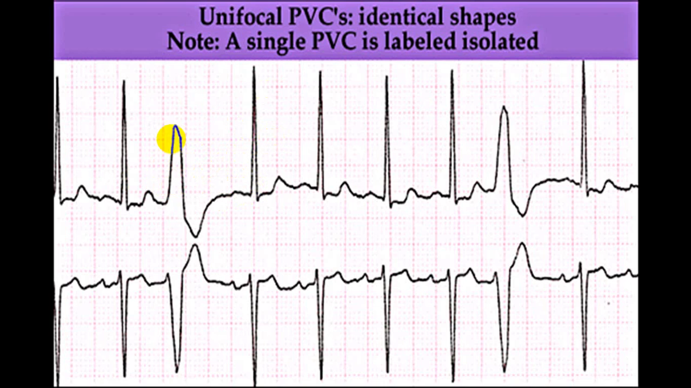So this is occasional irregularity, and these two particular QRS complexes are identical. So they are coming from the same focus. That's why it is called a unifocal premature beat.